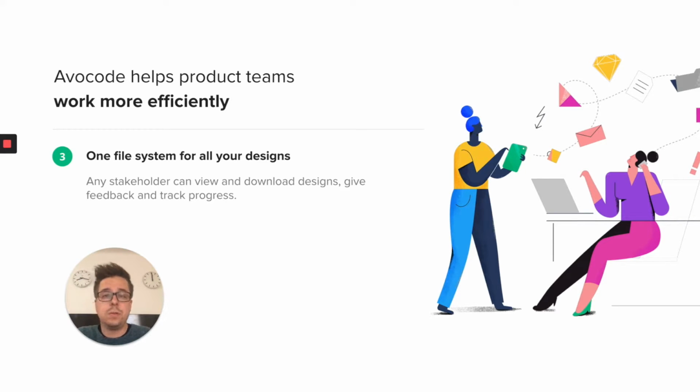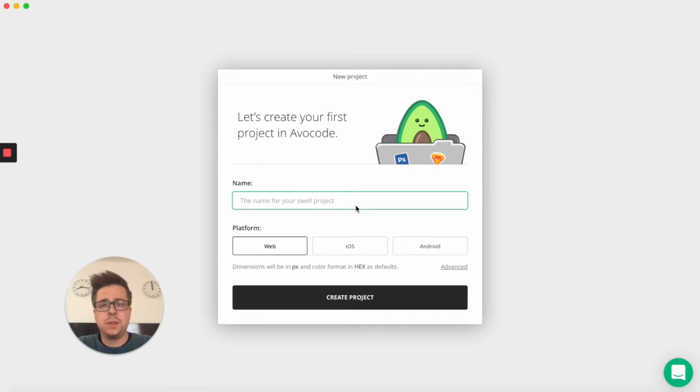Now that we've gone through what Avocode is actually good for, we can take a look at the app. The first thing you see when you come to Avocode is that you need to create a project. Avocode comes with support for web, iOS, and Android projects. So basically, you just name the project. You can notice that Avocode is automatically changing the dimensions and color format for each platform. But you don't really have to worry about that now because you can change these settings at any time. So let's create this project.